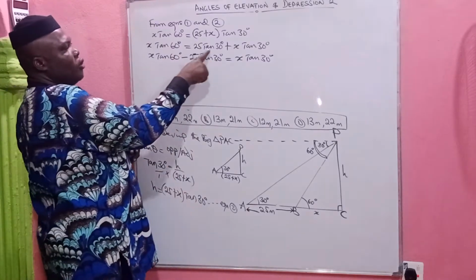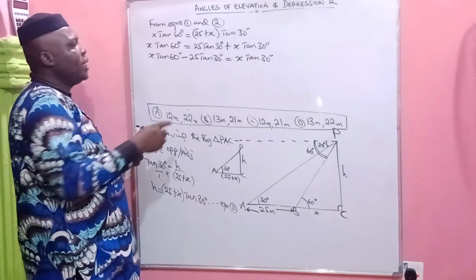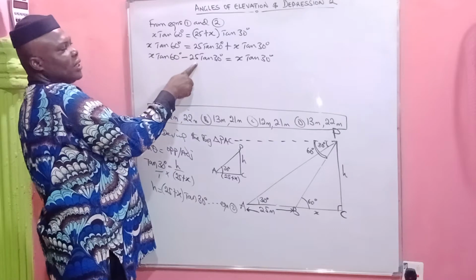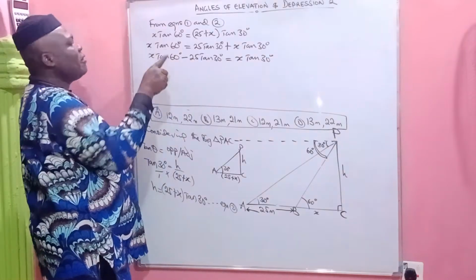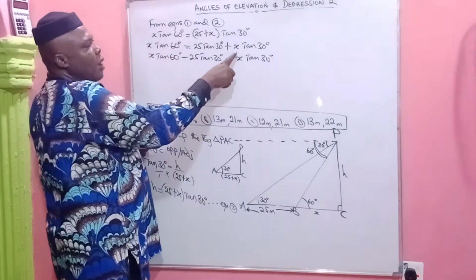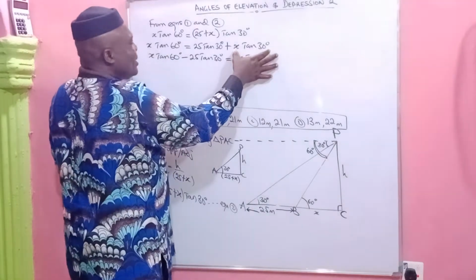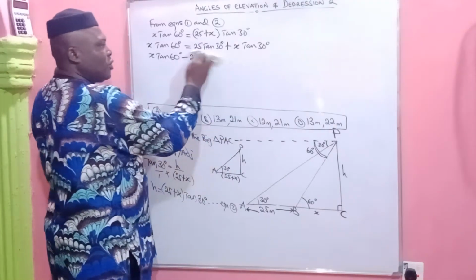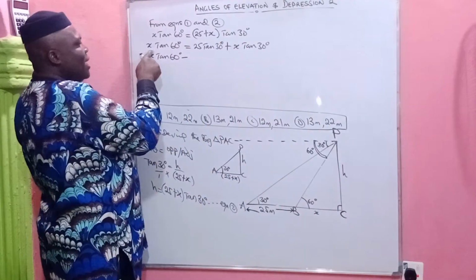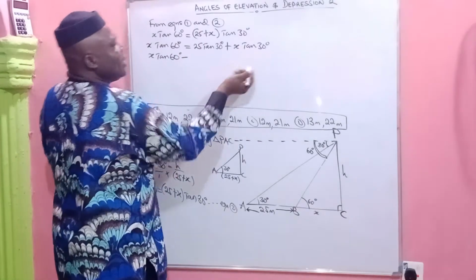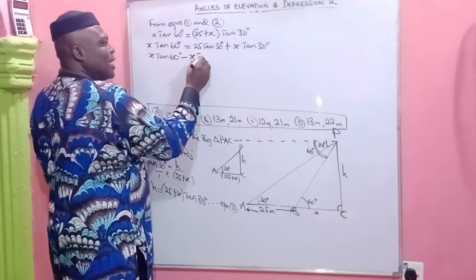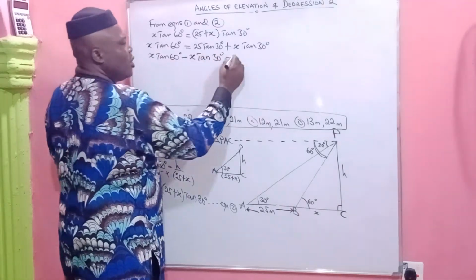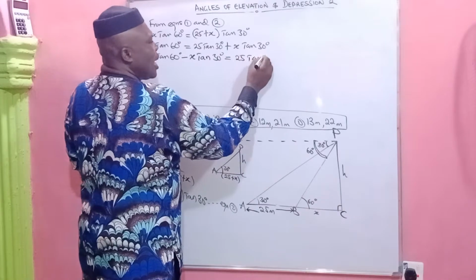But if you look at it, when you cross this, I want to show you something. When you cross this one to this side, you will notice that you have X and 25. So it won't work for you. It's better for you, when you have the X tan 60 and the X tan 30, that the X should come together. So I'm going to cross the X. I just wanted to show you something. So if you have X tan 60 degrees, this X tan 30 degrees will cross to be minus X tan 30 degrees, so that you have the X and X together, is equal to what is left, which is 25 tan 30 degrees.